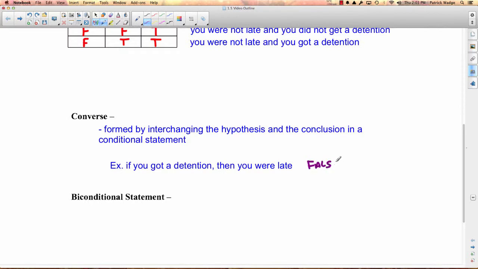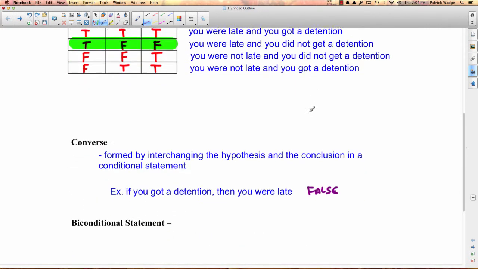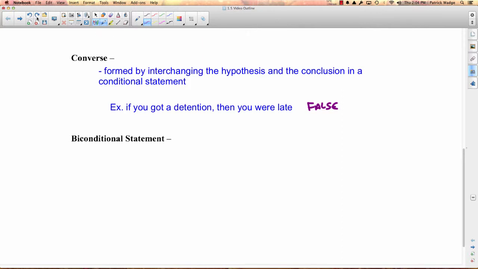How come? Well, again, it's just like the example I gave. Maybe you were cheating on a test, so you got a detention. Or maybe you swore at the teacher. Heavens, that's terrible. Then you would get a detention. So there's lots of reasons you could get a detention, even if you weren't late. But this statement says if you were late, you definitely get a detention. So this one's true, but this one is not true. This is false.